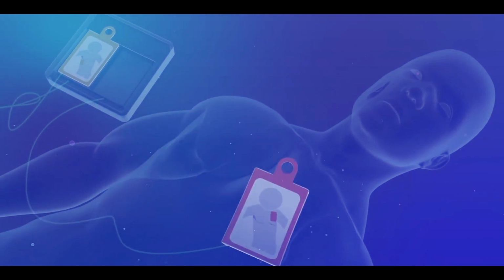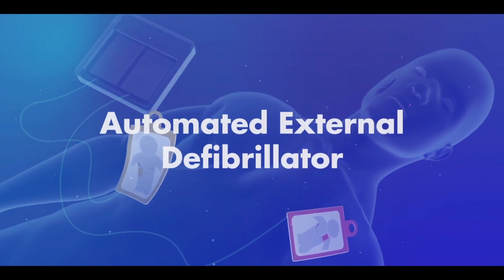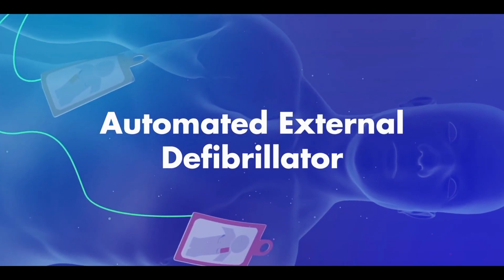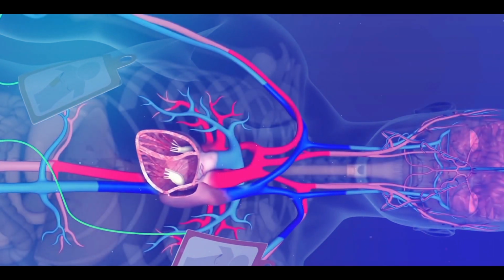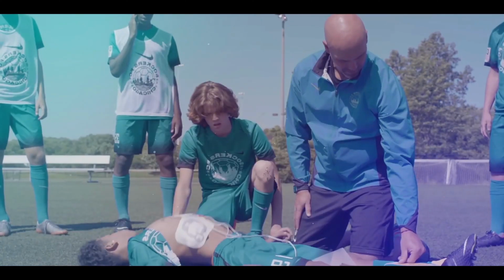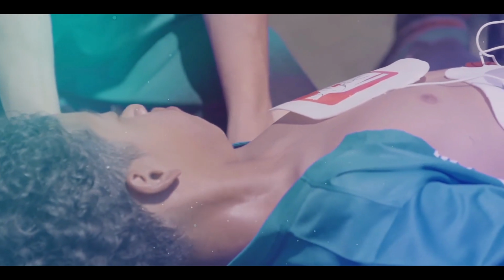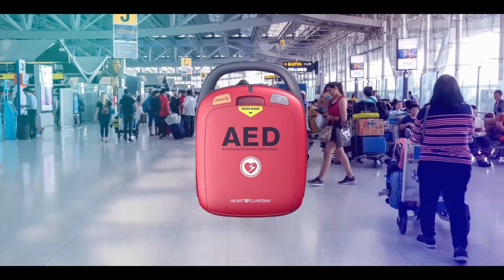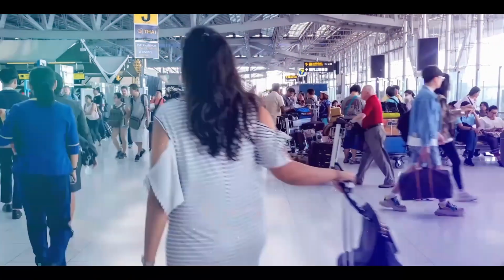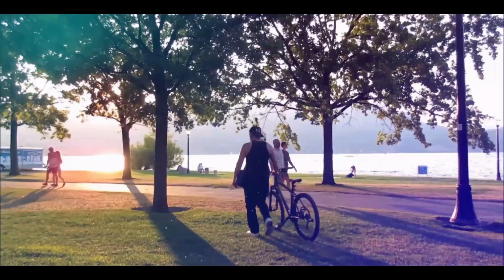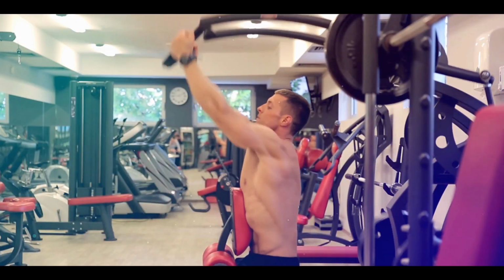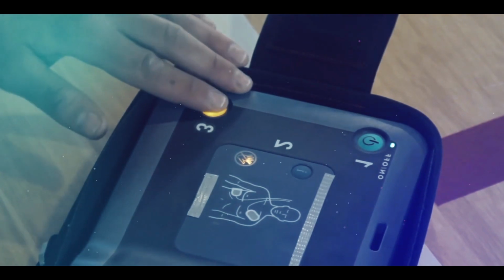Apart from CPR, another important technique is automated external defibrillators, AED, which can help the patient's heart to normalize through electric shock. These defibrillators are usually found in airports, malls, parks and gyms, and it is very important to use them properly.